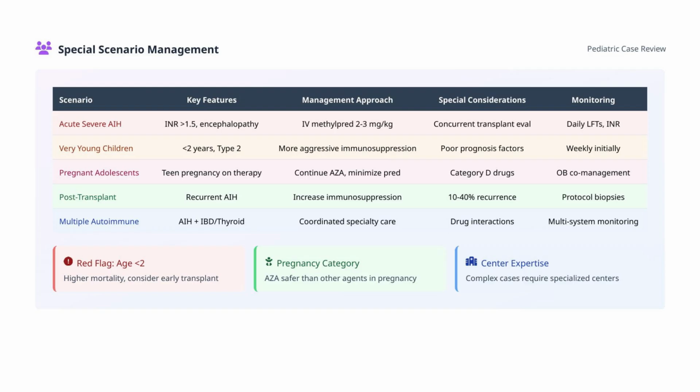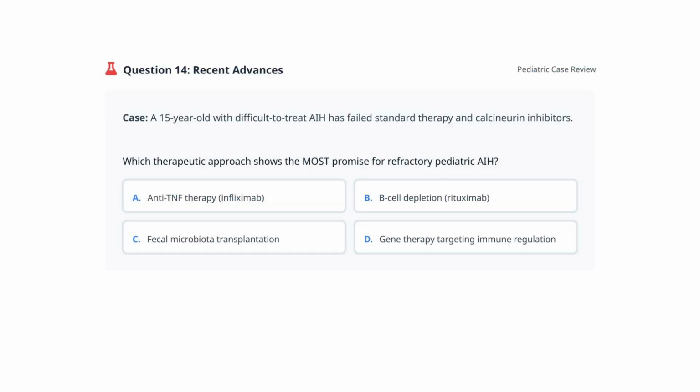Post-transplant AIH recurrence occurs in 10 to 40% of cases and requires increased immunosuppression. Concurrent autoimmune diseases like inflammatory bowel disease may necessitate coordinated treatment approaches. Let's explore recent advances. A 15-year-old with difficult-to-treat AIH has failed standard therapy and calcineurin inhibitors. Which therapeutic approach shows the most promise for refractory pediatric AIH?